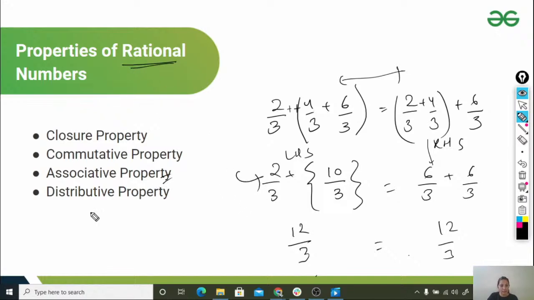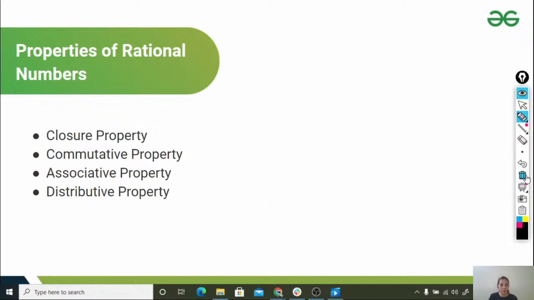So yes. Now the fourth property, that is the distributive property. So what does the distributive property actually mean? Like A into B plus C can be written as A into B plus A into C.